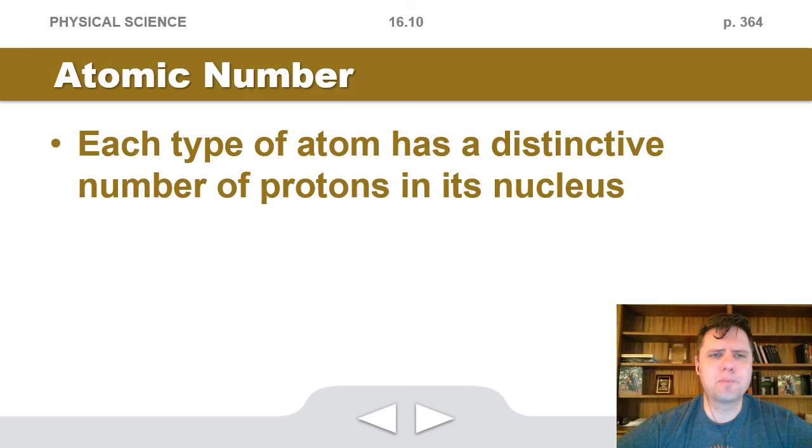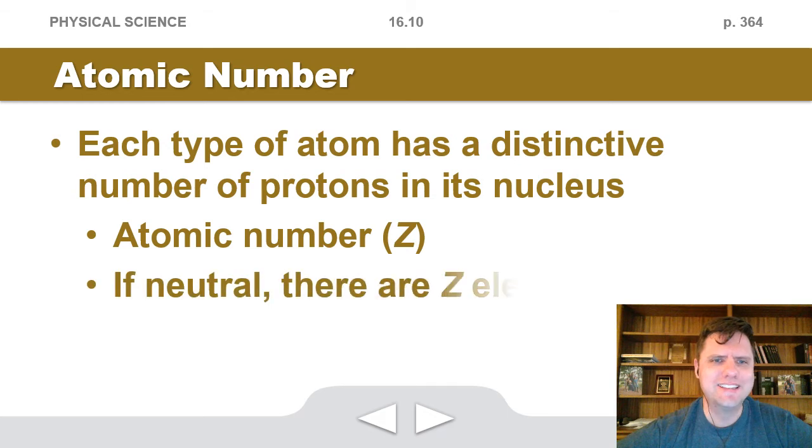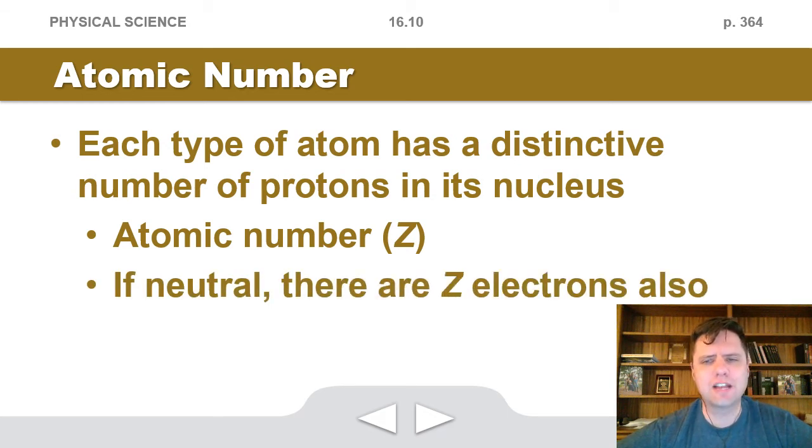Now, the atomic number: each atom has a distinctive number of protons in its nucleus. And the number of protons in the nucleus tells you what element we're looking at. The atomic number is abbreviated with a capital Z. If it's neutral, there are also the same number of electrons present in the atom. So the Z number is the number of protons. If it is a neutral atom, that means that the number of electrons has to balance the number of protons. So if the Z number is 10 and it's neon, then neon, when it's neutral, also has 10 electrons.